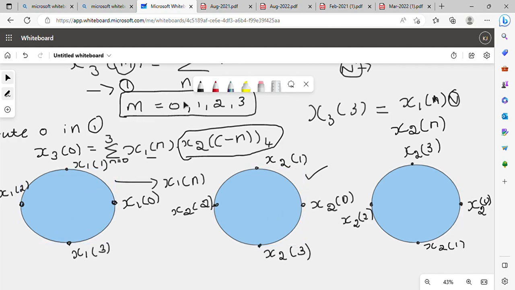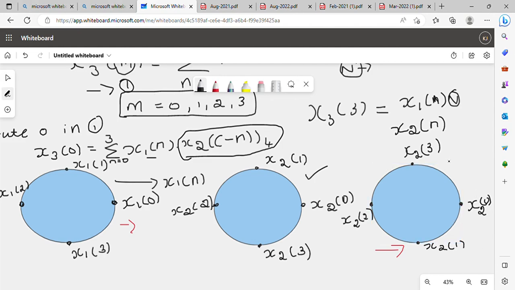I have to consider this one as well as this one. So now what I am supposed to do is, I am going to write this particular and this particular together. And in this x1 of n and in this x2 of minus n, so I will write this as x2 of minus n.